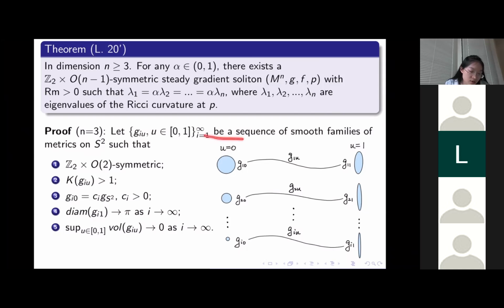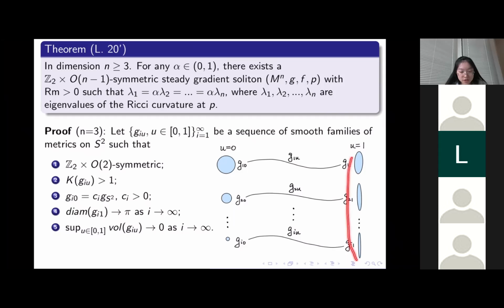To construct such metrics, we start by constructing a sequence of ellipsoids, like on the right hand side. We can choose these ellipsoids in a proper way such that their Gaussian curvature is always bigger than 1, and their diameter converges to pi. I hope you can agree with me that these 2 conditions can be satisfied at the same time. Otherwise, we can just do some computations.